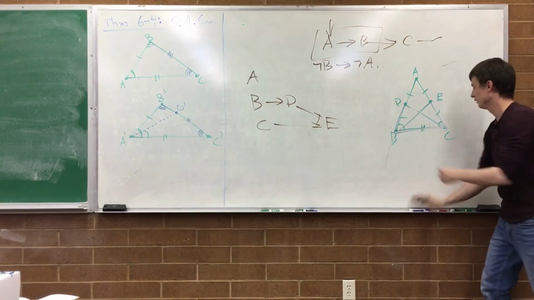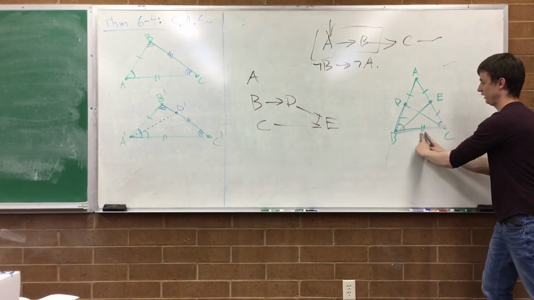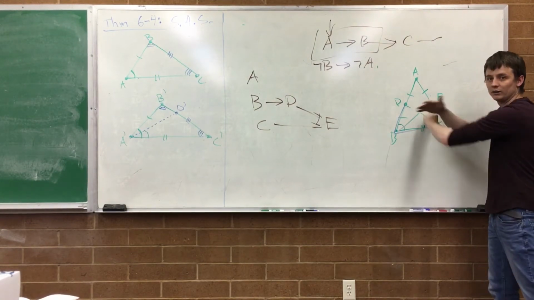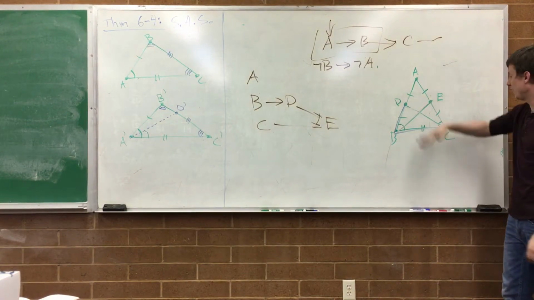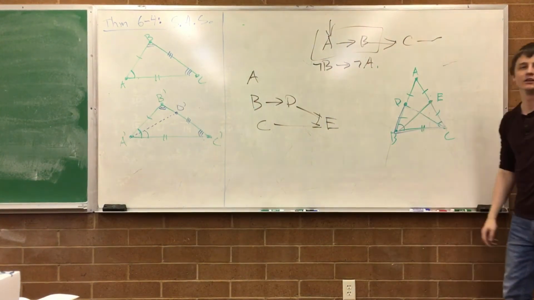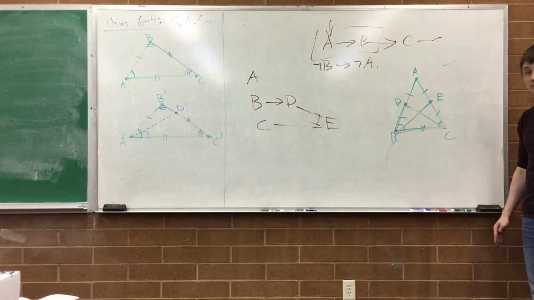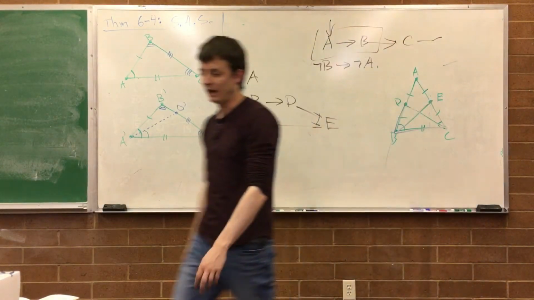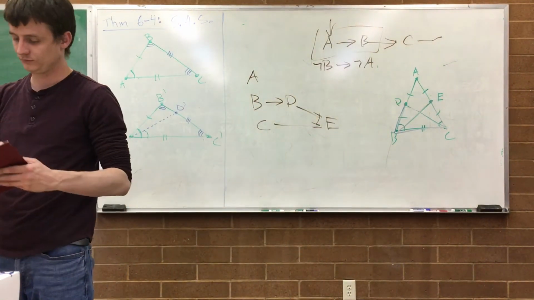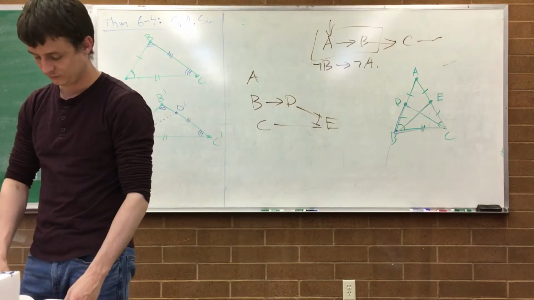By side, angle, side. Side, angle, side. So their hypotenuses are here. They're not hypotenuses, but both sides. Good? All right. Next. Triangles ABC and ABC prime.